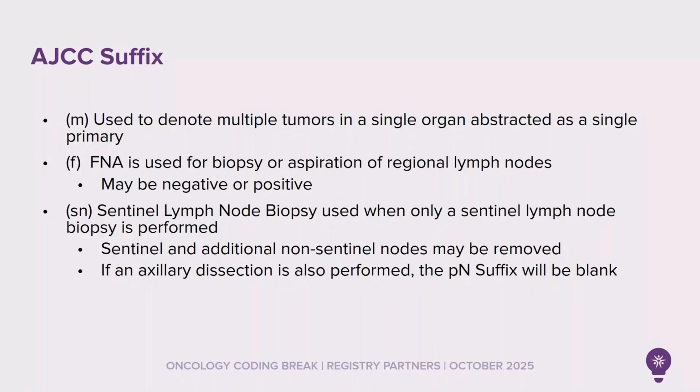The F suffix is used to denote the biopsy or aspiration of regional lymph nodes. The lymph nodes may be negative or positive on path. This is only recording that the nodes were evaluated by a biopsy or aspiration. The SN suffix is used when only a sentinel lymph node biopsy is performed. Sentinel and additional non-sentinel nodes may be removed, but if an axillary dissection was also performed, the pN suffix will be blank.